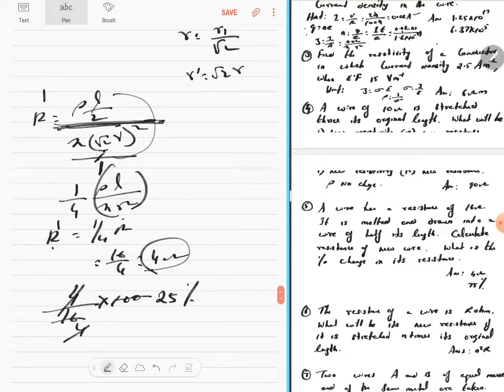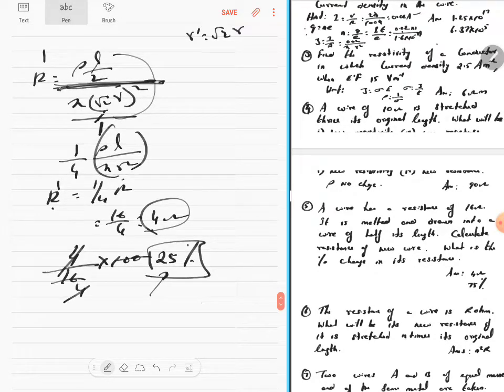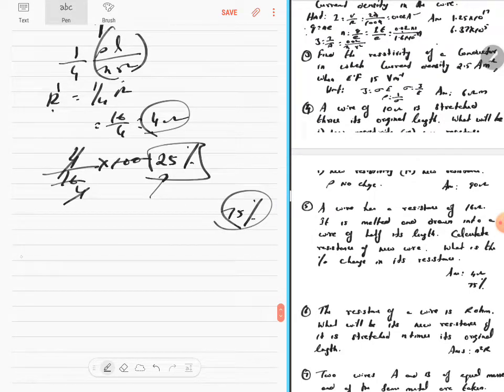Oh wait, percentage, this is the new resistance. The change will be 75%. Oh, we would have written it as 25, but the percentage change will be 75%. Okay, if I know the answer, I can see and write, otherwise I'll write 25%. Okay, so let's go to the next question.